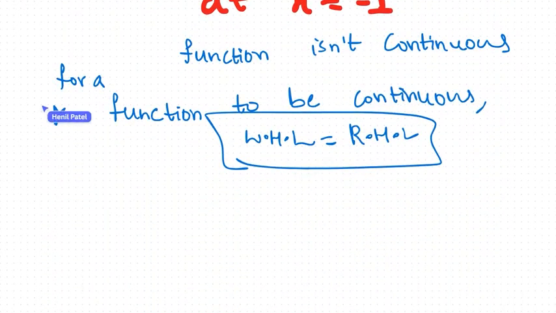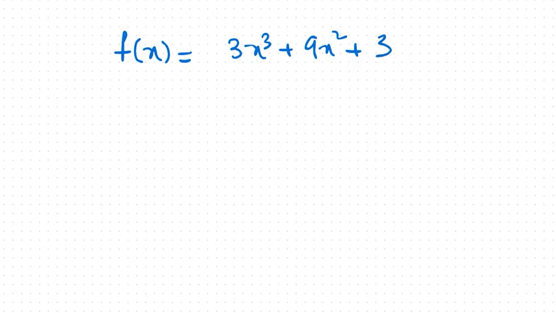So that's about continuity. Are these things really useful in CS? Application of derivatives, maximum and minimum test. See, let's say there is a function f of x, let's say 3x cube plus 9x square plus 3. Whatever.